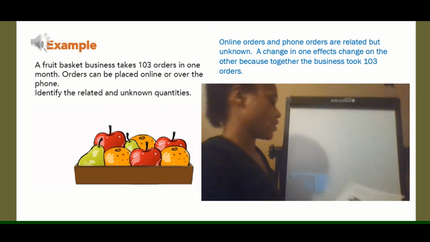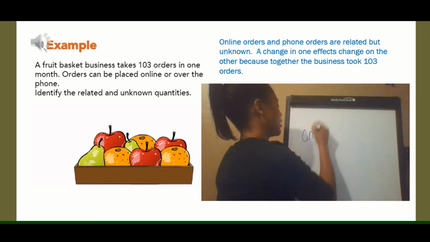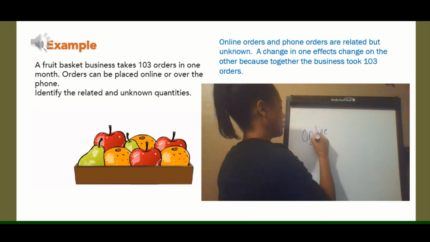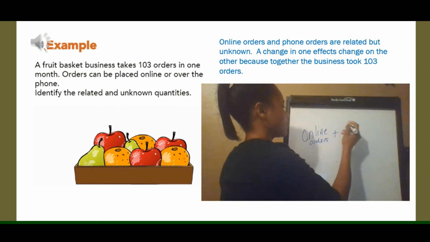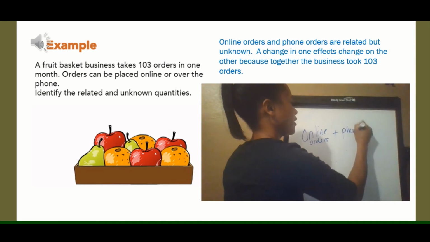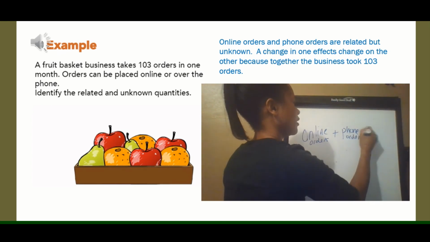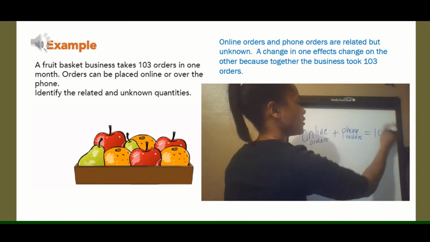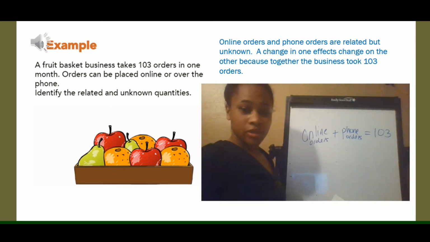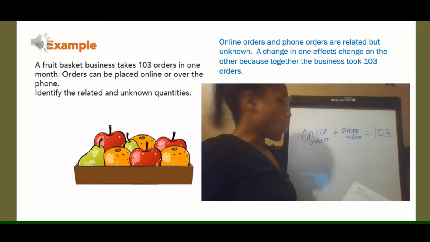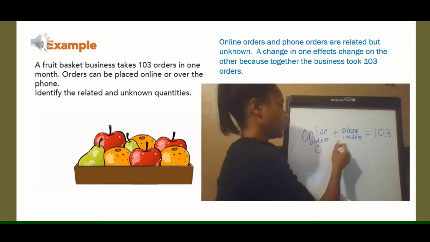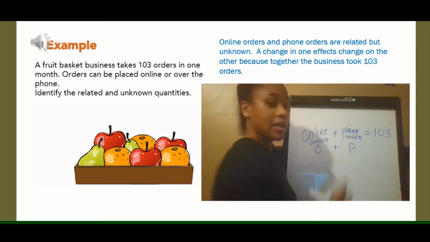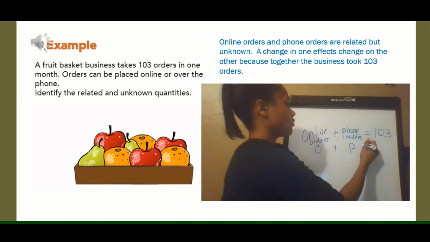So we have our online orders plus our phone orders, and together it must be equivalent to 103 total orders. So if we use a variable O for online orders plus the phone orders, they should add up together to 103.